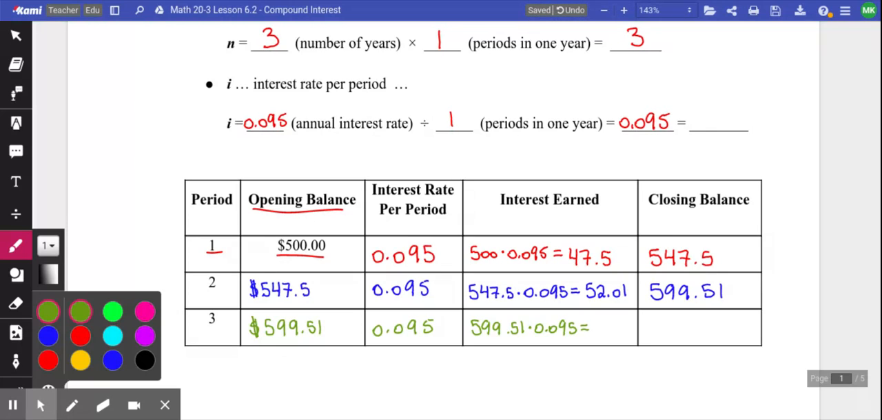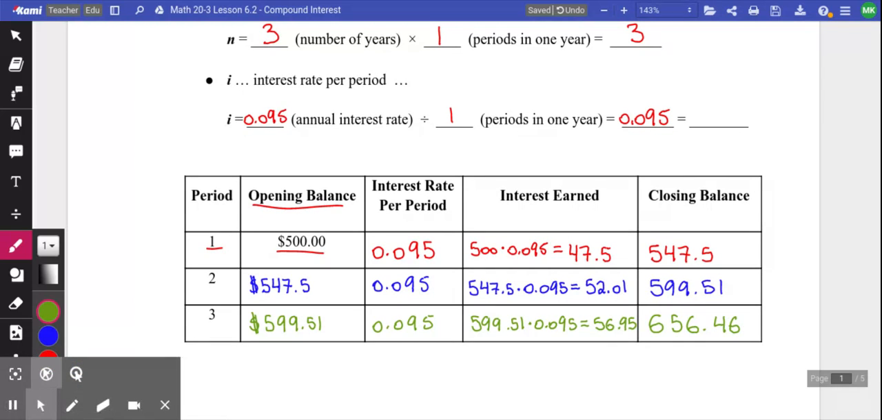599.51 times 0.095 gives me $56.95. You add that 56.95 plus the opening balance of 599.51, and you find that you have a new total in your account of 656.46. Awesome.